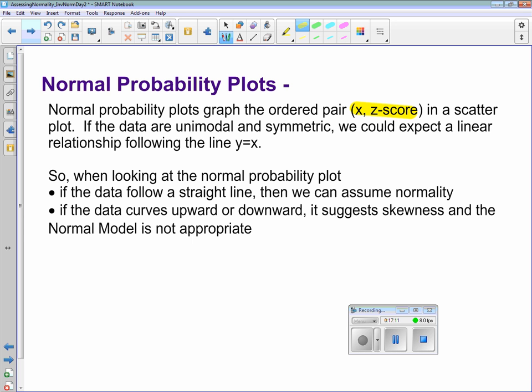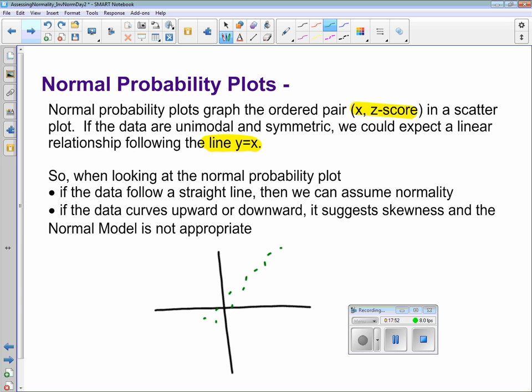Now, when we plot this data, these ordered pairs, if the original data is unimodal and symmetric, then these points (x, z-score) would be a linear relationship approximating the line y equals x. So here's what I mean. The normal probability plot that we want would be something along those lines. It's relatively linear, in the line y equals x. So that's what we're looking for it to do.